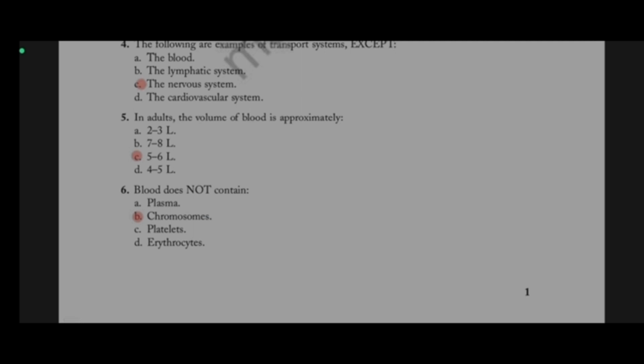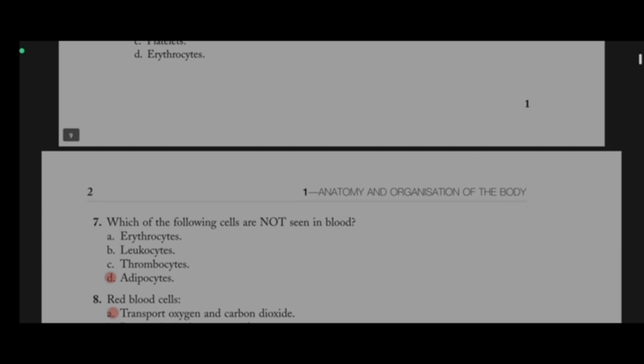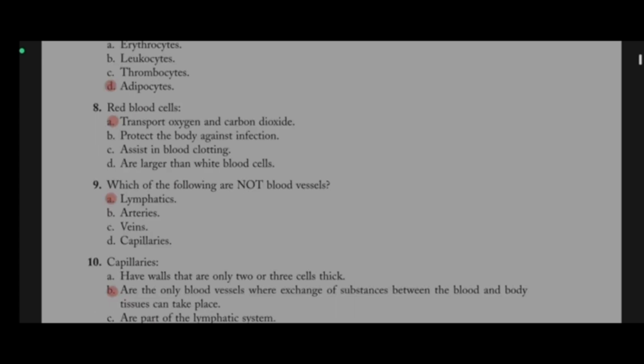Number 5, in adults, the volume of the body is approximately 5 to 6 liter. Number 6: blood does not contain chromosomes. Number 7, which of the following cells are not seen in blood? Adipocytes. Number 8, red blood cells transport oxygen and carbon dioxide.